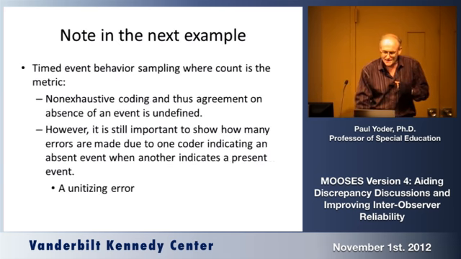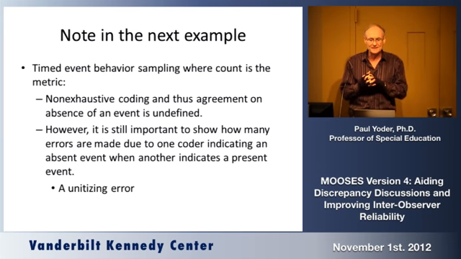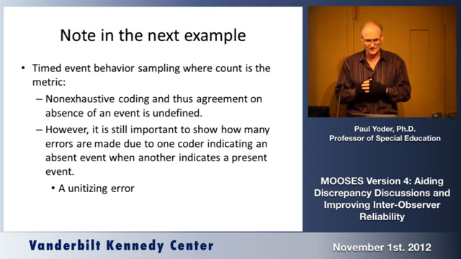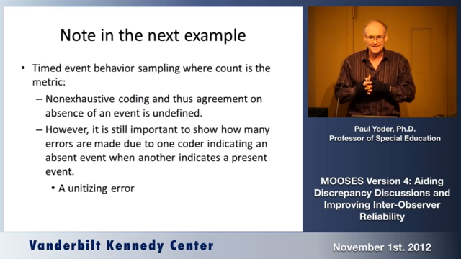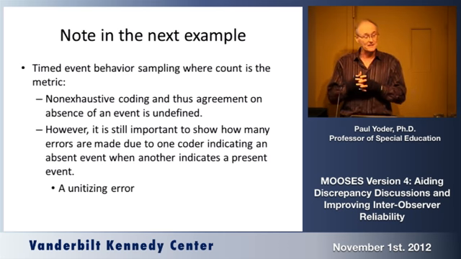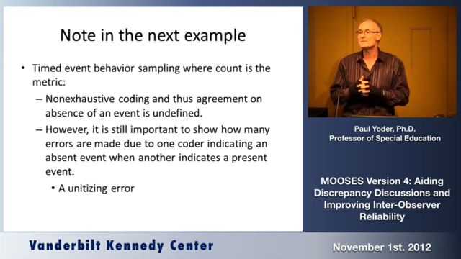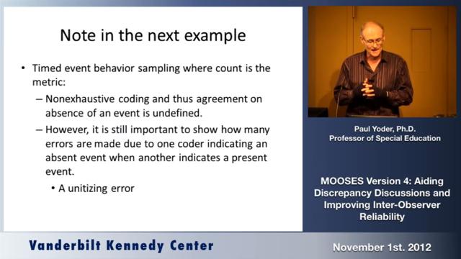Okay? So in this next example, I'm going to be using a timed event behavior sampling. That's where we indicate exactly when an event particularly occurs. Okay? And the metric that I'm going to be talking about is count, just the number of times that a particular event occurs. This is a non-exhaustive coding, and thus agreement on the absence of an event is undefined. If that's not clear to you yet, it will become clear very soon.